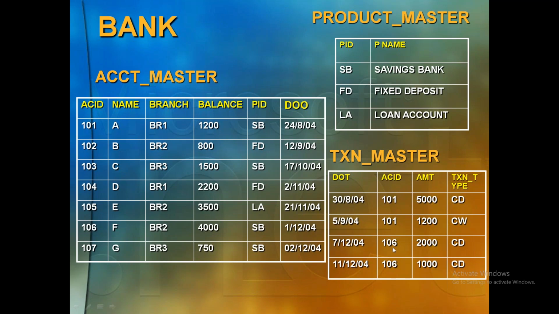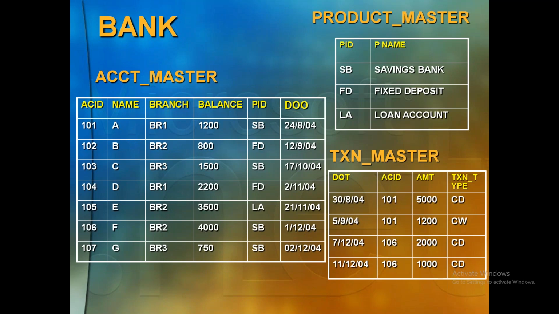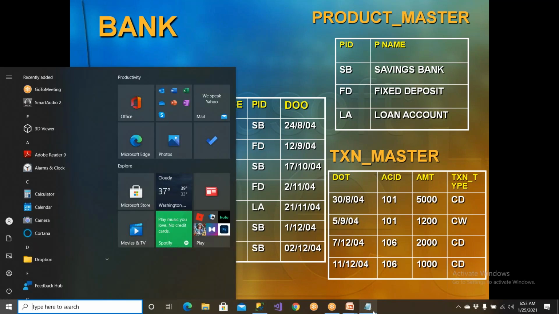So if you want to retrieve the data from multiple tables, then we must go in for joins. A database will have hundreds of tables, thousands of tables. You will always be retrieving the data from multiple tables, not from a single table. Retrieving the data from a single table may not always be the requirement. You need to use multiple tables and get the data. If you want to get the data from multiple tables, then definitely we must go in for joins.